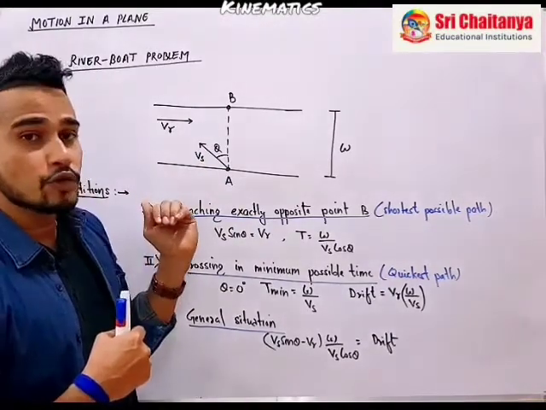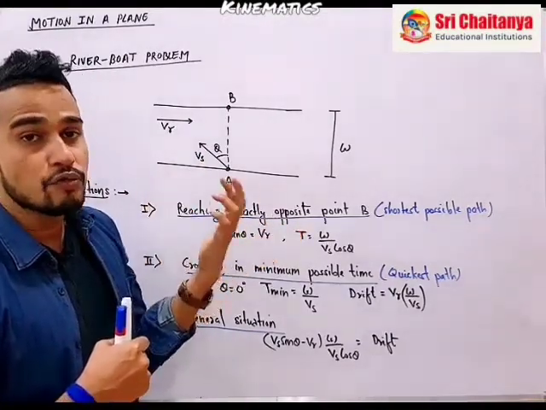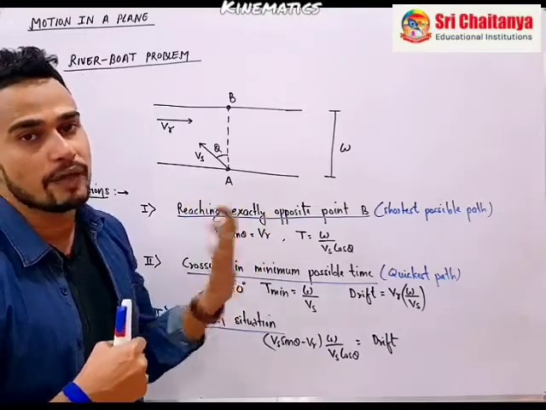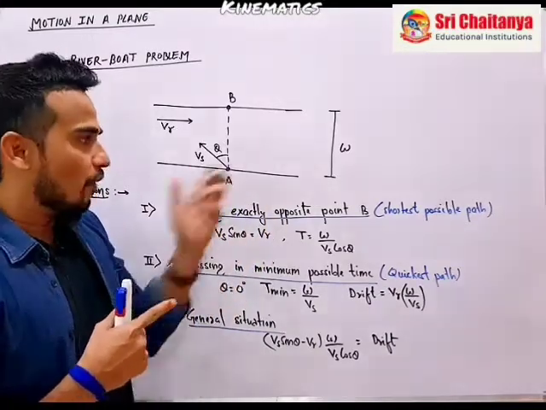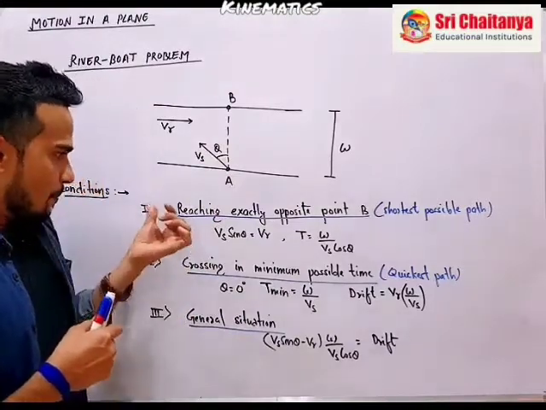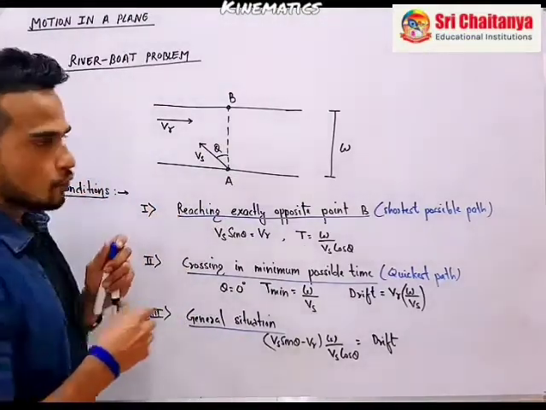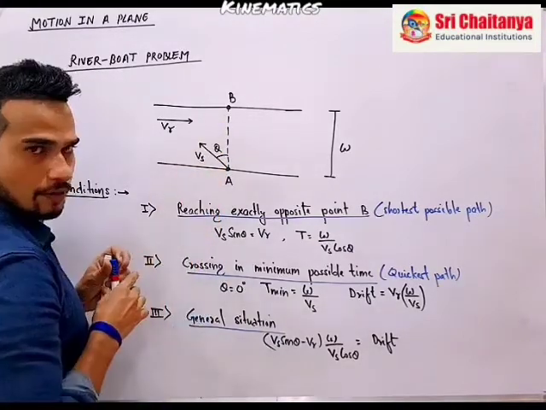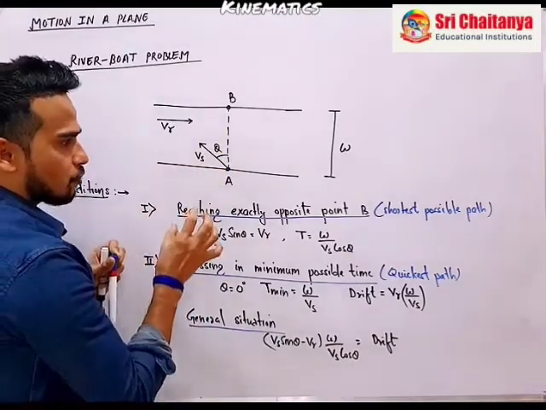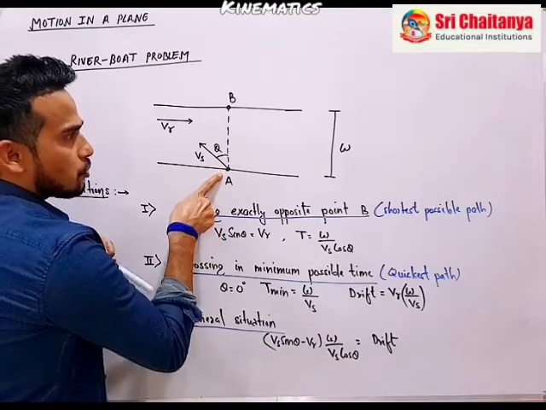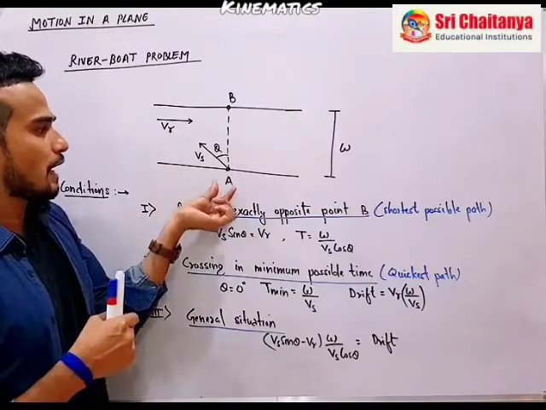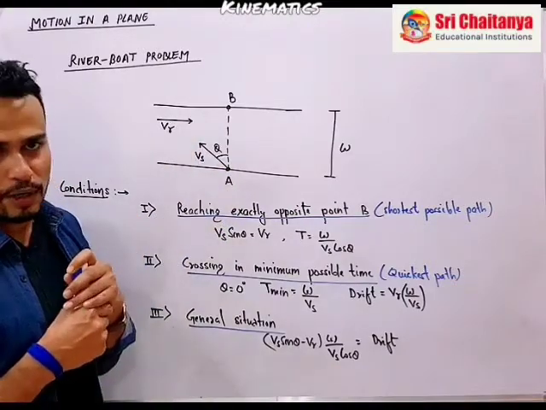But once the swimmer enters the river, his speed will be affected due to the river. Due to the river, his swimming will be affected. So we have to consider all those situations. So the first important case comes. The swimmer is waiting at A. He wants to cross the river. First, we will tell the swimmer to cross the river to reach exactly the opposite point.